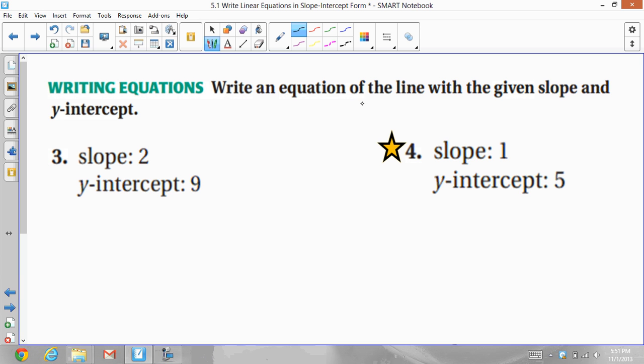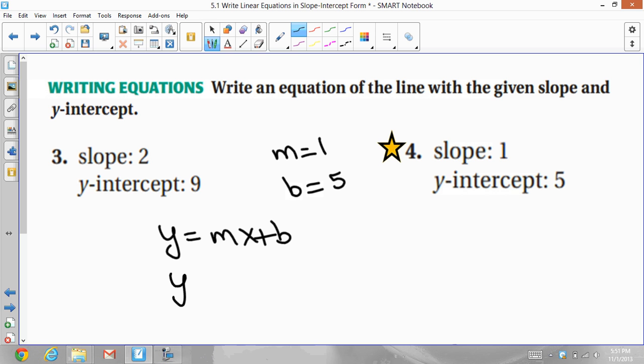The question is asking you to write an equation with the given slope and the y-intercept. The slope is 1, so the slope, which is your m, is 1. The y-intercept is 5. The y-intercept is your b, which is 5. So remember the slope-intercept form, which is y is equal to mx plus b. So all you need to do at this point is write y equals, replace the number for the slope and replace the number for the y-intercept.